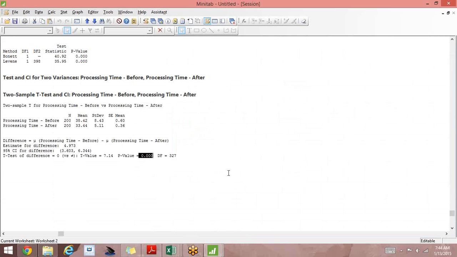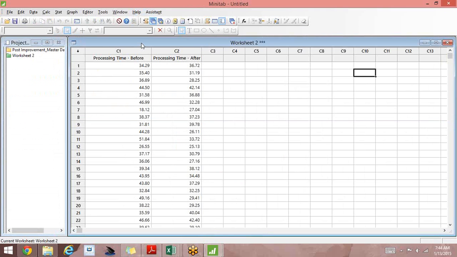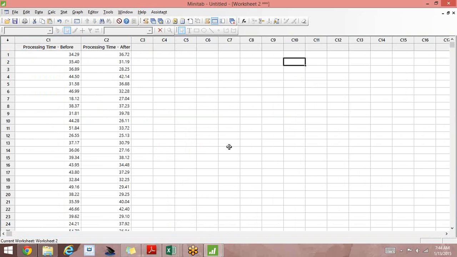What does that mean? What hypothesis are you going to select? Alternative hypothesis. So if the null hypothesis says that processing time both before and after are the same, your alternative hypothesis will say processing time before and after are different. Null hypothesis says both are same. Alternate hypothesis says both are different. Absolutely, that is what we want to conclude, right?